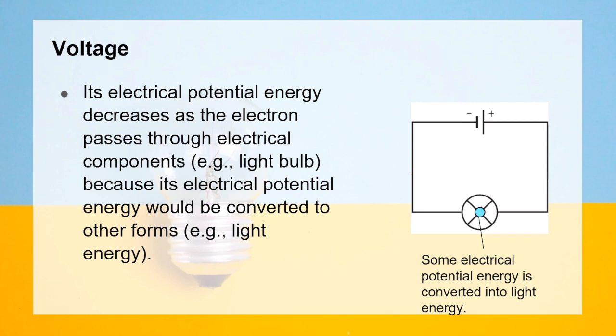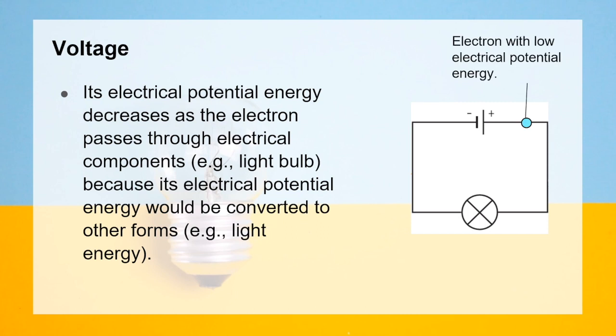Along the way, the electron would pass through a light bulb. In the light bulb, some electrical potential energy of the electron would be converted into light energy. After the conversion, the electron would end up with lesser electrical potential energy than before. As the electron continues to move towards the positive terminal of the cell, its electrical potential energy decreases. By the time it reaches the positive terminal, its electrical potential energy would be very low.